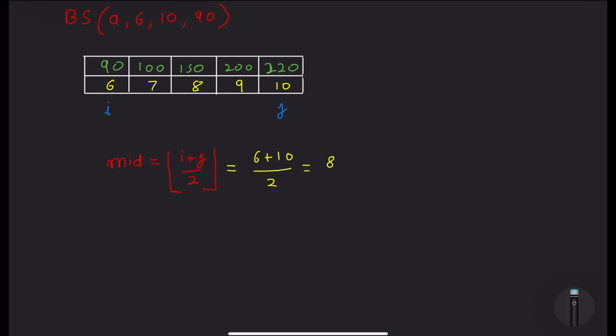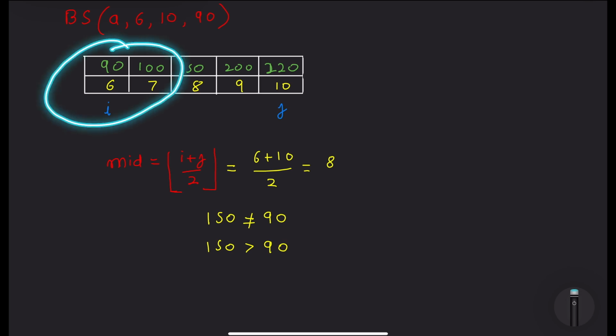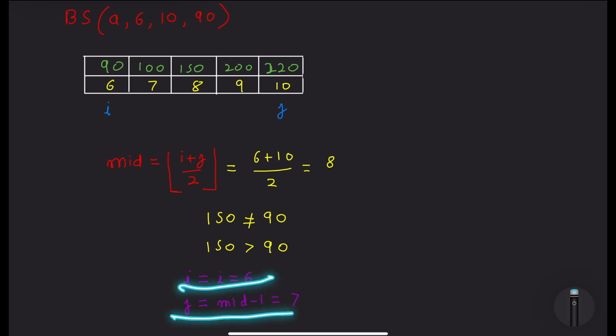We will again calculate the mid element. So mid will be equal to (6 plus 10) by 2, which is equal to 8. Now we will compare the element at the mid position, which is 150, and x. 150 is not equal to 90, but 150 is greater than 90. You can see we have to find a smaller element than 150. So we will search on the left side because it has all the elements which are smaller than 150. So we will keep the value of I as 6 and we will update the value of j as mid minus 1, which is equal to 7.